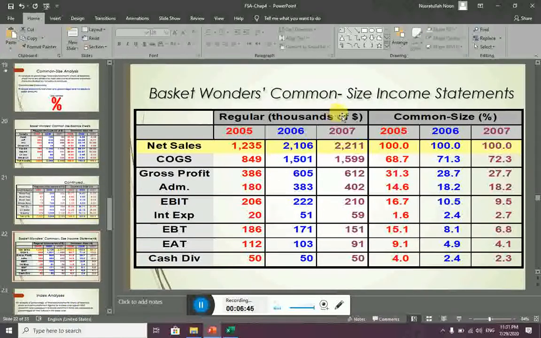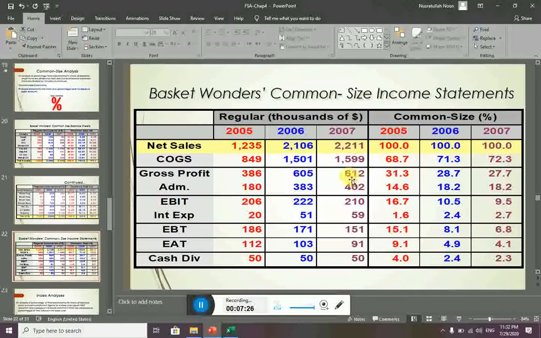Then there is a common size income statement. Here each item is divided by the sales, because here the sales is the grand total. So for example, let's take 2017 here. These three are the number columns and these three are the common size columns. Now what is the subtotal? For example, cost of goods sold, 1599 divided by 2211 multiplied by 100, you will get 71.3%, right?